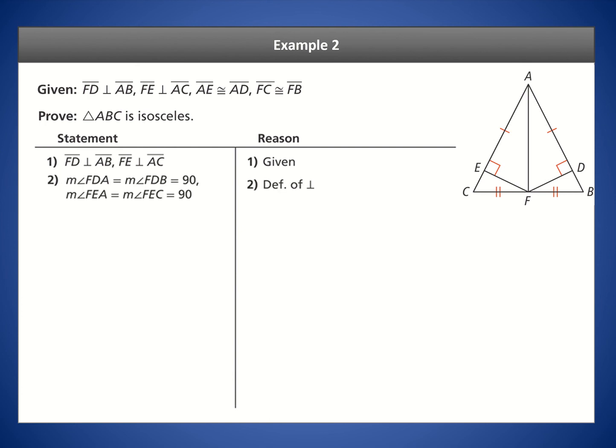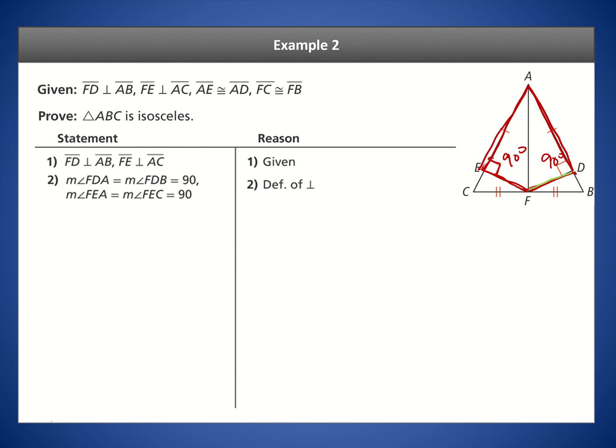And so now because we know that they're perpendicular, well then that means that FDA is a right angle, which is equal to 90 degrees. And we also know that FEA is also 90 degrees, right? And we also know that FDB, and I'll highlight this. We also know that FD, let's use another color here actually.